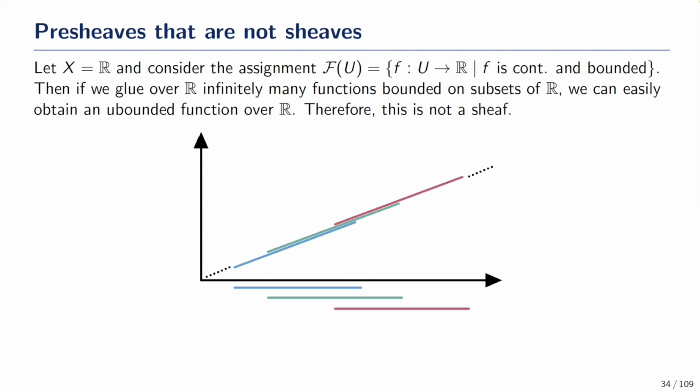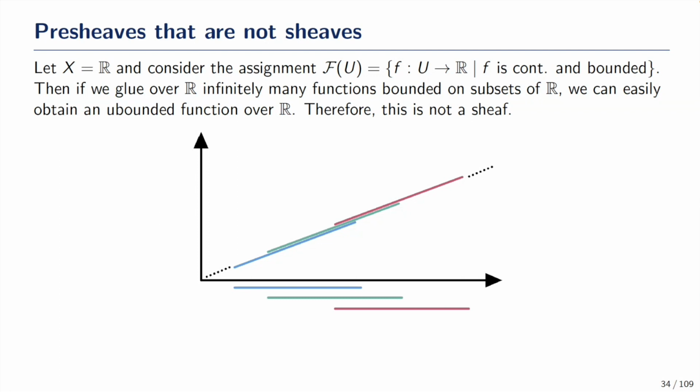Now let's look at something that's a pre-sheaf, but is not a sheaf because it's useful. And that's functions that are continuous and also bounded. To see why these are not sheaves, we can't glue these things and get other bounded functions. So they violate the gluing property essentially.